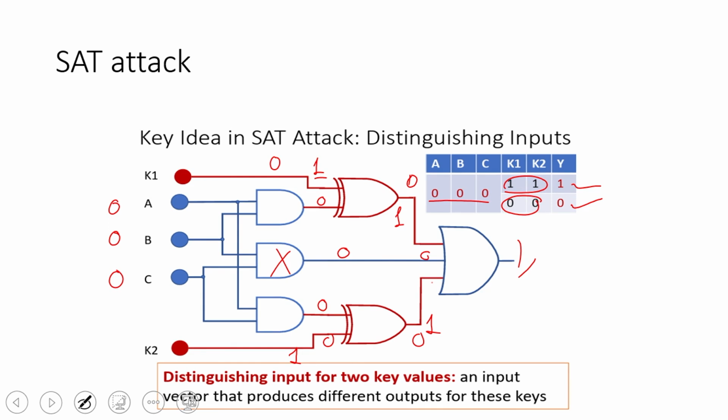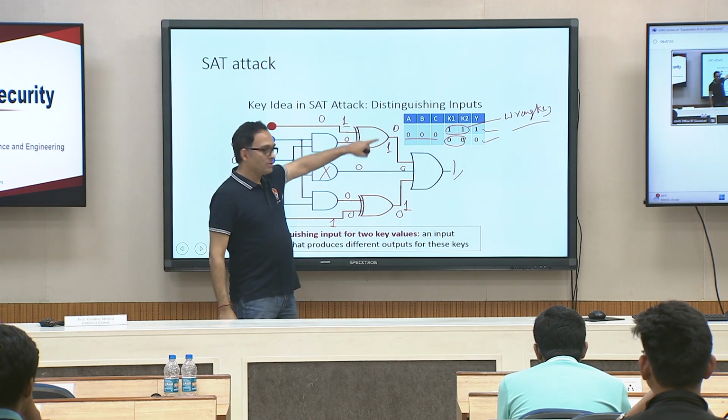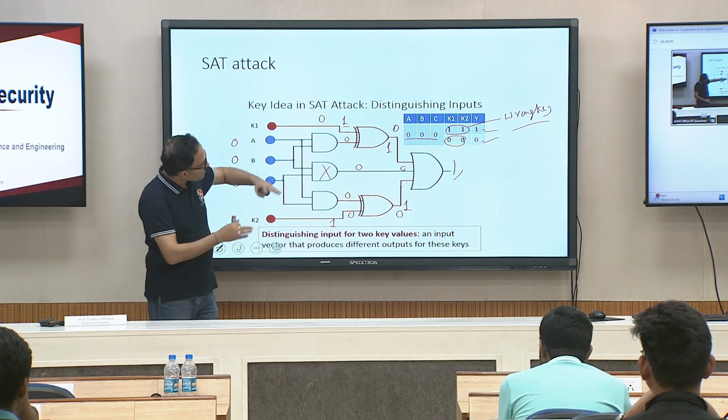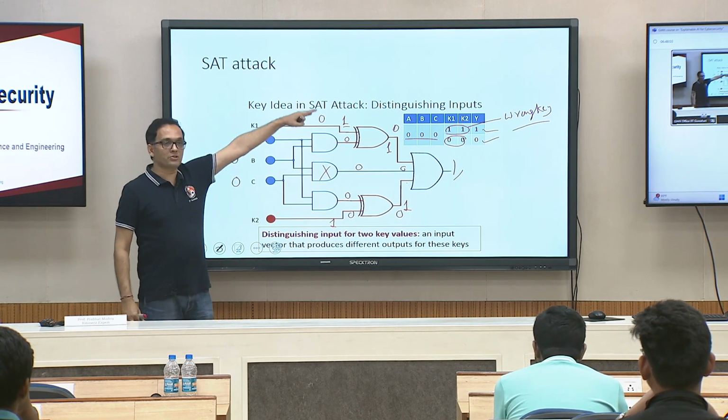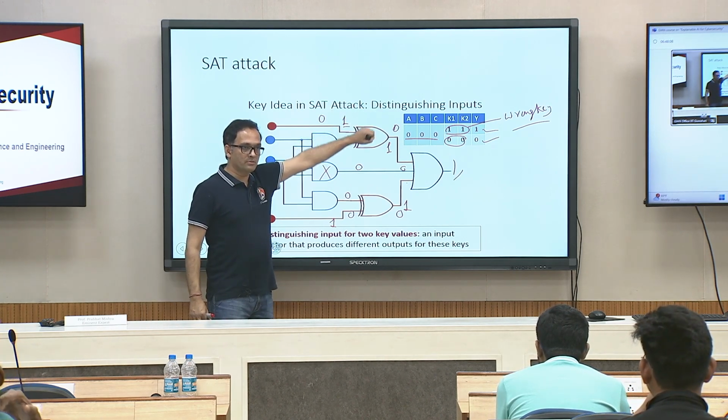In the original circuit, when there is no K1, K2, K3, the output would have been 0, because this is 0, this is 0, this is 0, this is the OR of these. So the output is 0. So definitely this K1 and K2 is a wrong key. If you can identify an input which is a distinguishing input, just like 0 0 0, you can identify that at least one of the keys is wrong, and you can discard that key as wrong. Understood?